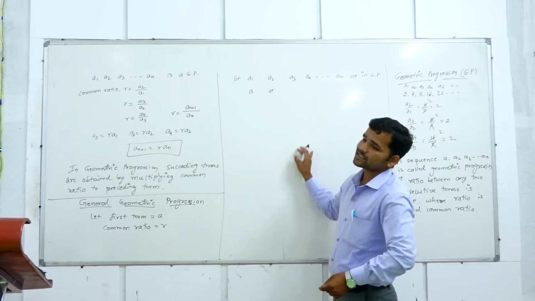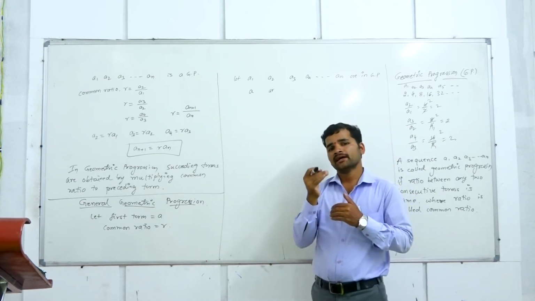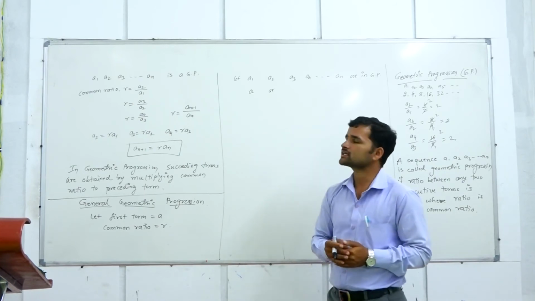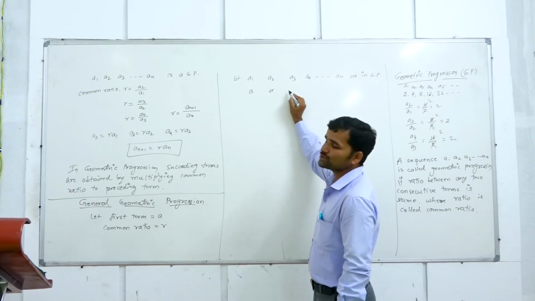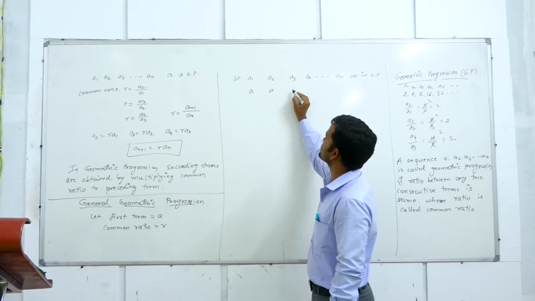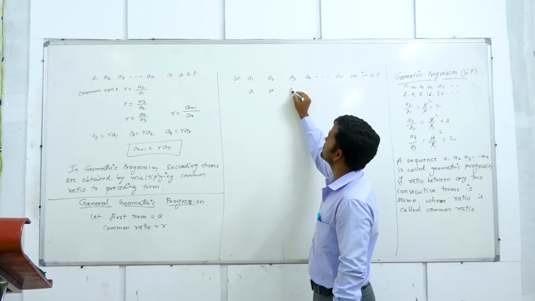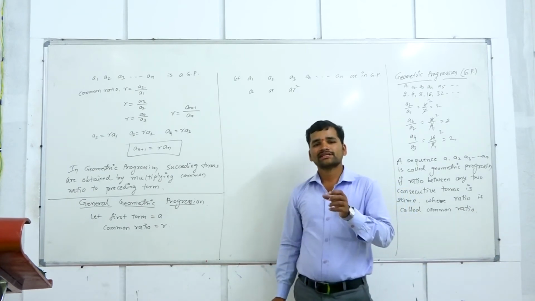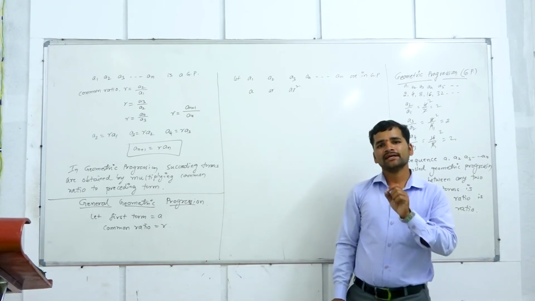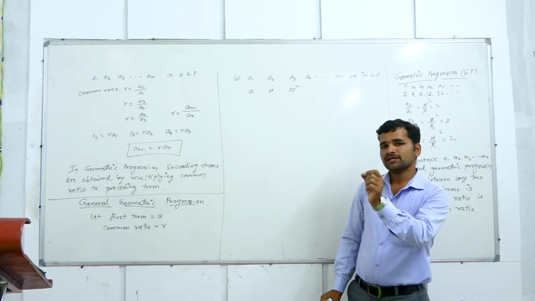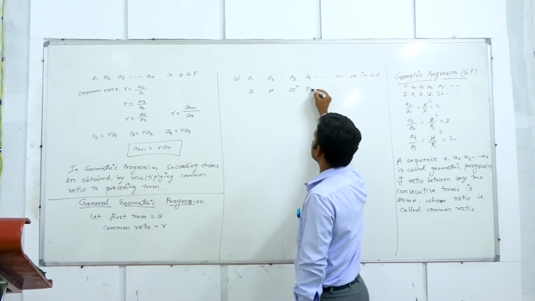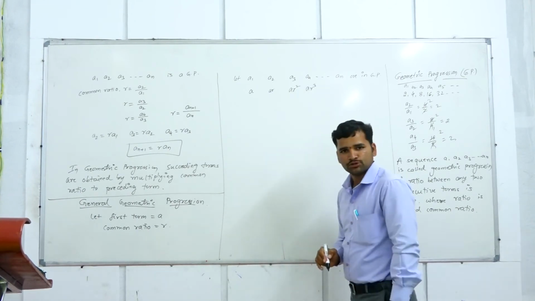What about the third term? Third term is obtained by multiplying common ratio to the previous term, that is second term. So ar into r it is. Ar into r is ar square. What about the fourth term? Fourth term is obtained by multiplying common ratio to the third term, that is ar square into r. It will be written as ar cube.